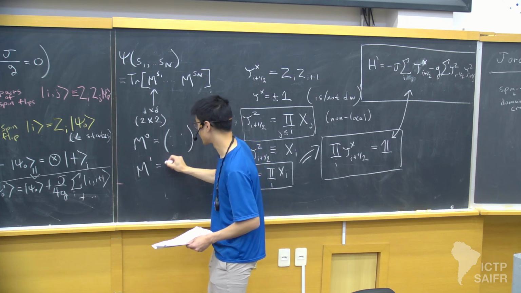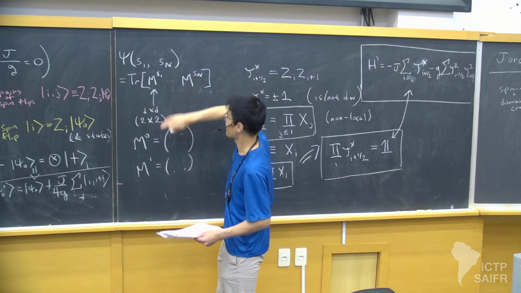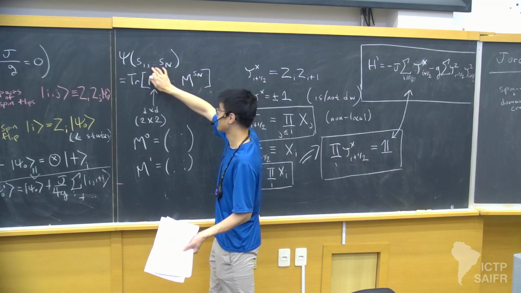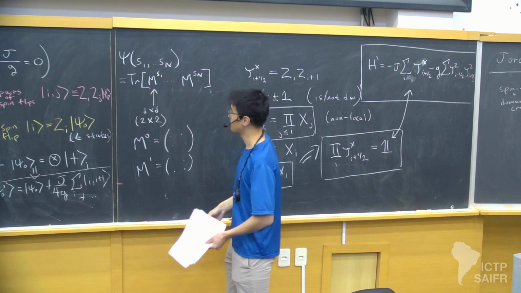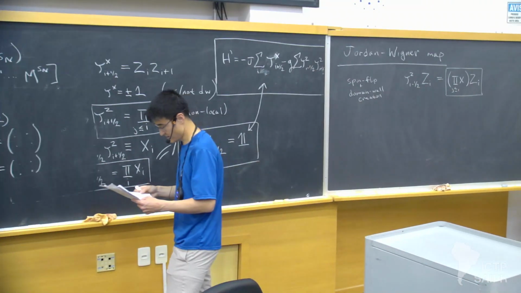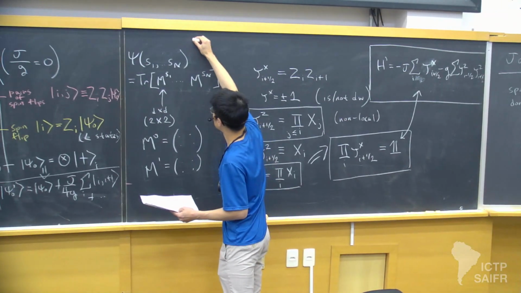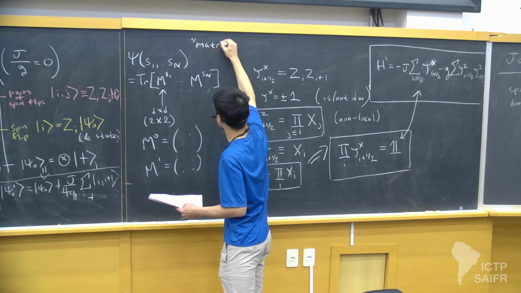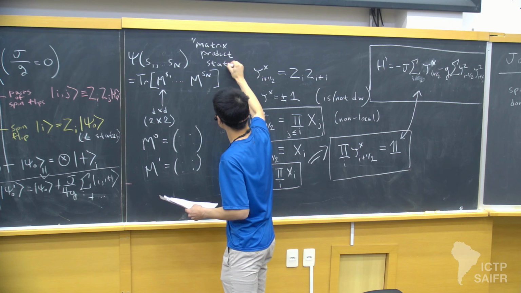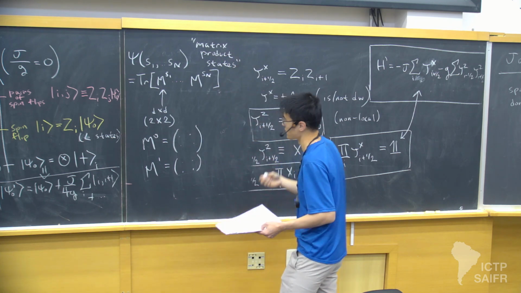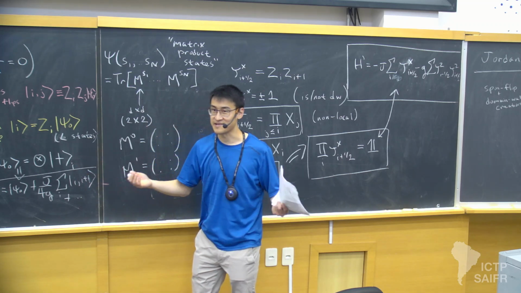M1 will be some 2 by 2 matrix. And this is a way to parameterize this many-body wave function. Okay, I'm just defining a certain ansatz for this wave function. Again, the power of using these so-called matrix product states is that one can now capture wave functions beyond simple product states, right?